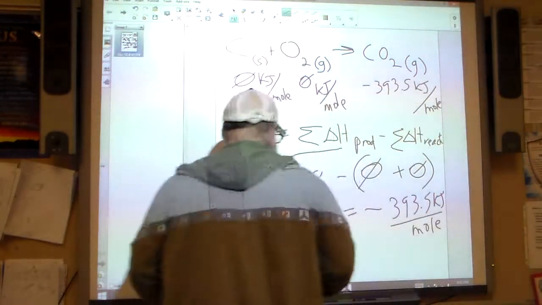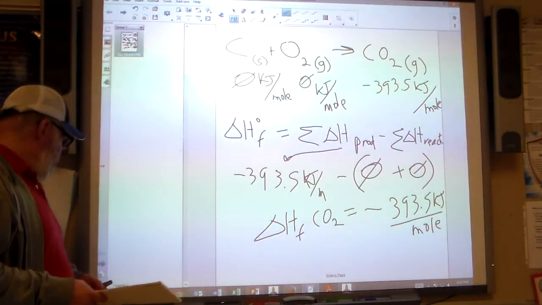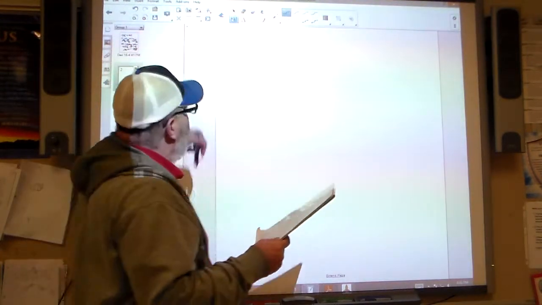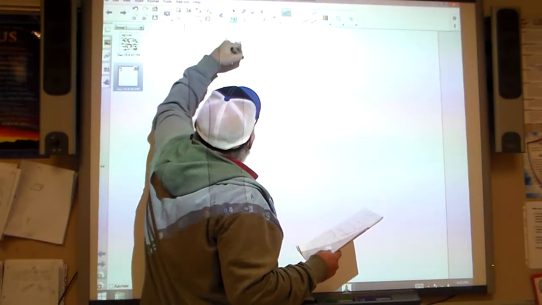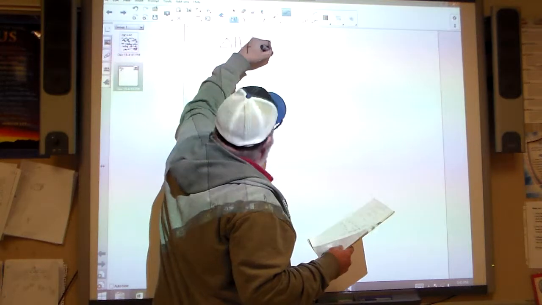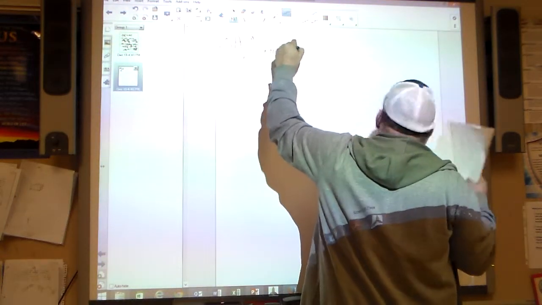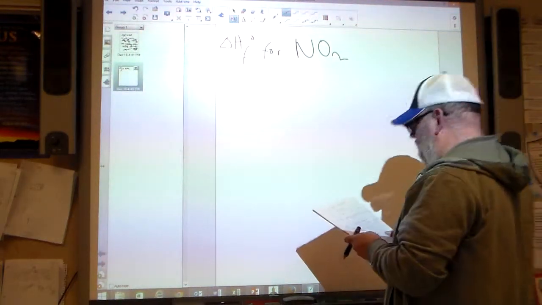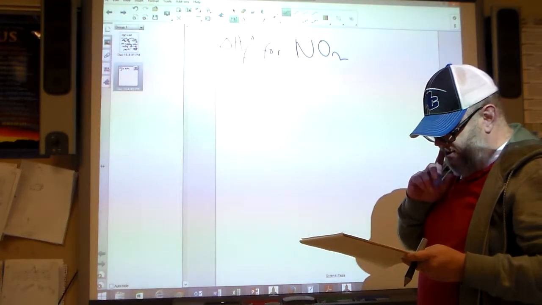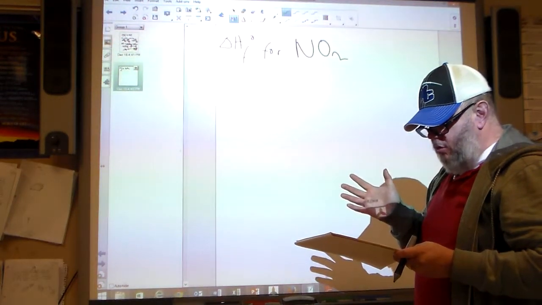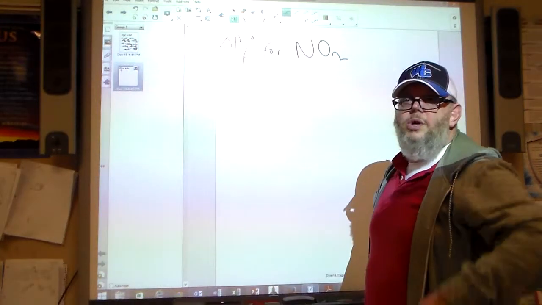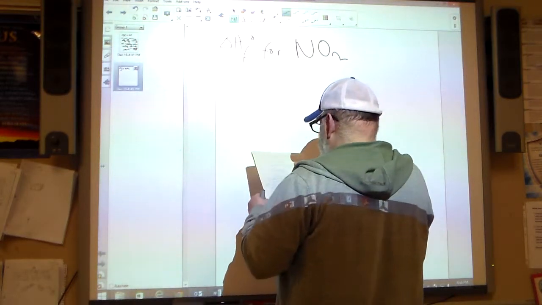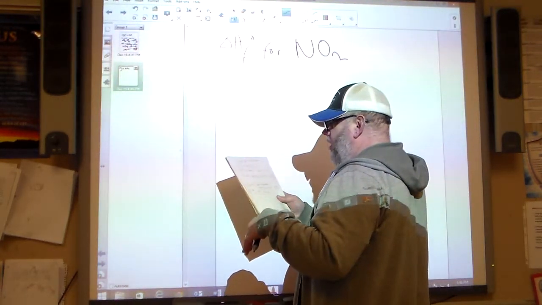Why don't we go ahead and try another one. Let's look at delta H formation for the formation of NO2. We're now going to look at the formation of NO2. And of course, now the question is, how do we go about this? We need a reaction equation. Let's take a look at it here for a moment. We need to determine what chemical equation we have to have.